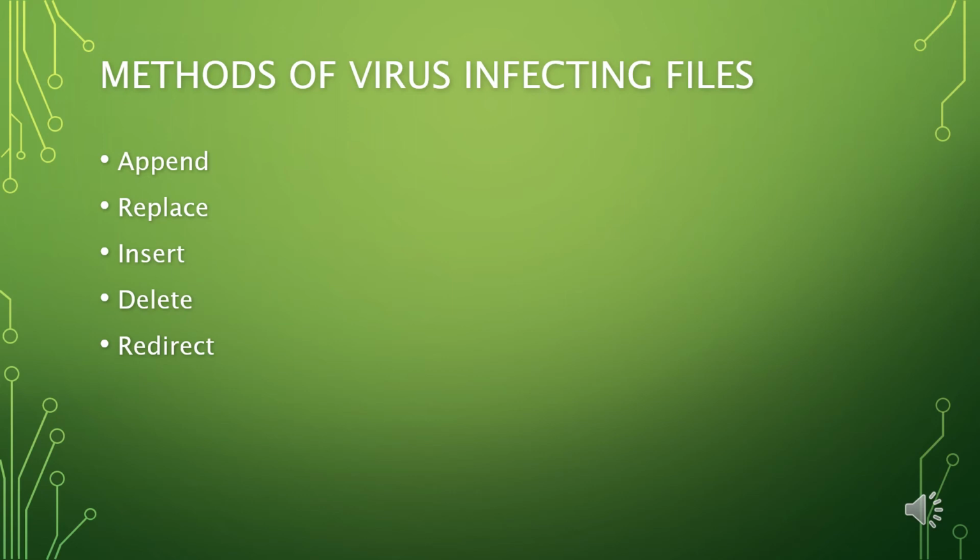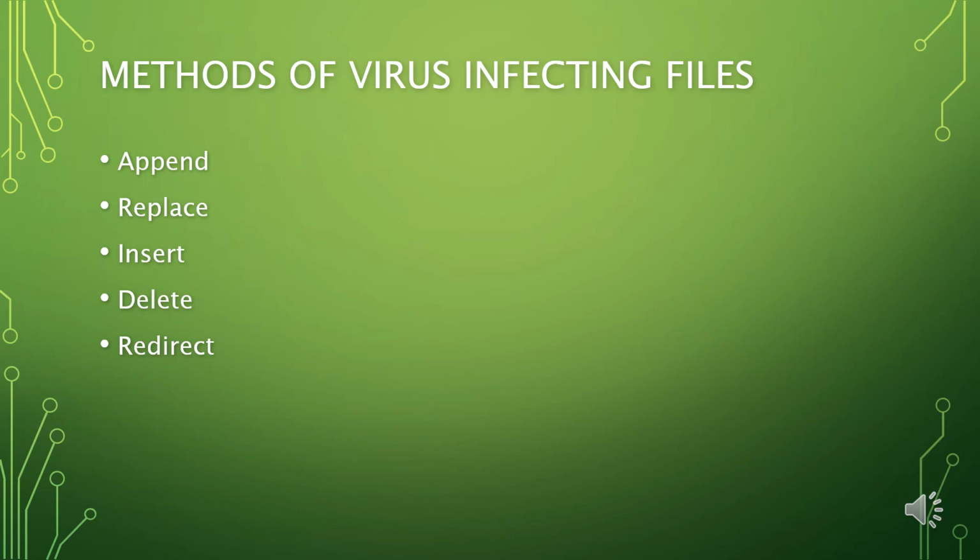Next one is replace. In this case, the viral code replaces the original executable program completely or partially to carry out some funny actions. So, a part of a program will be erased and a virus program will be attached to it. A funny action can be anything, like replicating the opening of a file, or you're opening a file and some other file is getting opened. So any funny action can be performed.